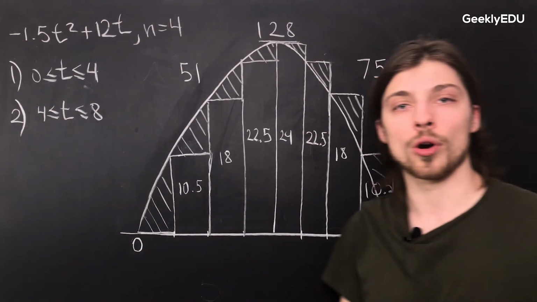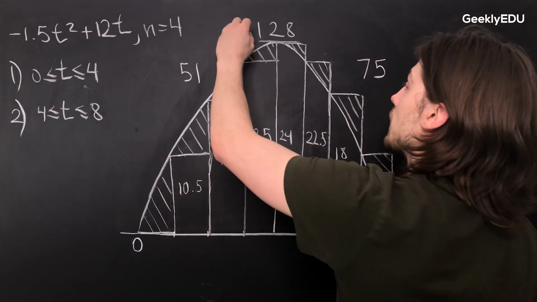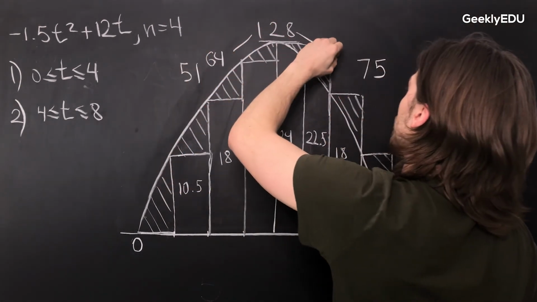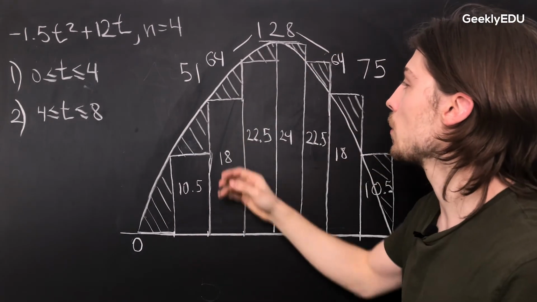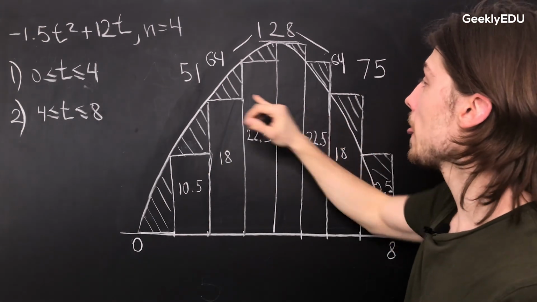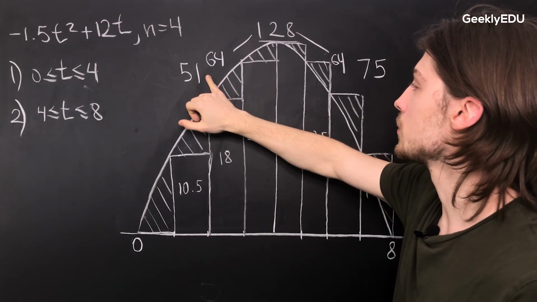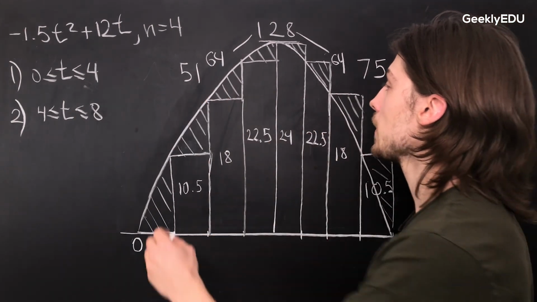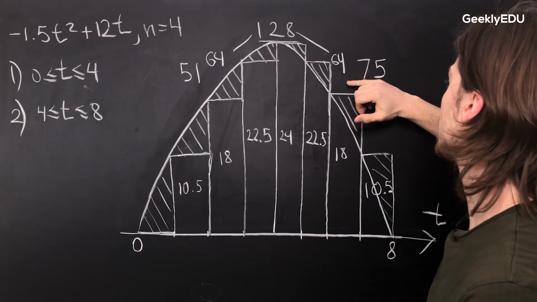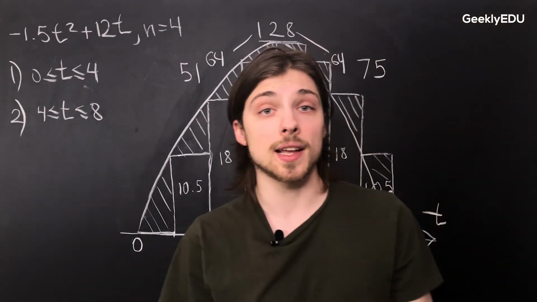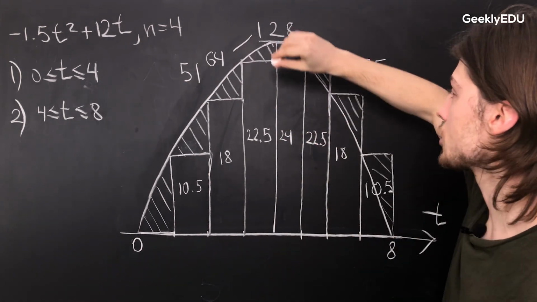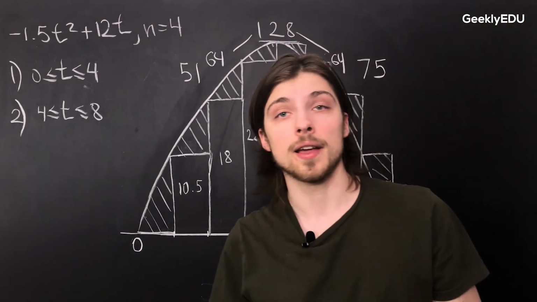So which one would be more accurate? If we again consider that the number should be 64 in both cases, let's see what we get if we subtract 64 from what we actually got. In this case, the error is going to be 13 units. And in this case, the error is going to be slightly less at 11 units. That means that in this particular case, the left Riemann sum on a descending function is more accurate, if only by 2 units still.